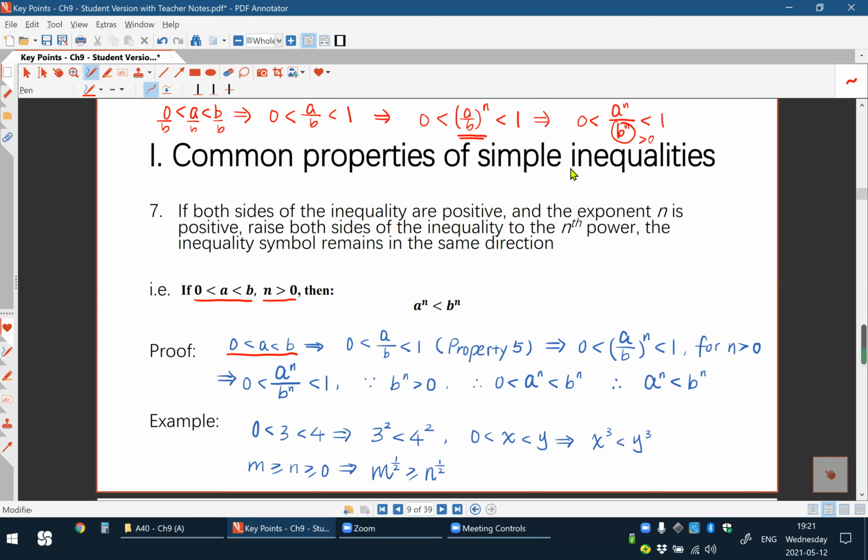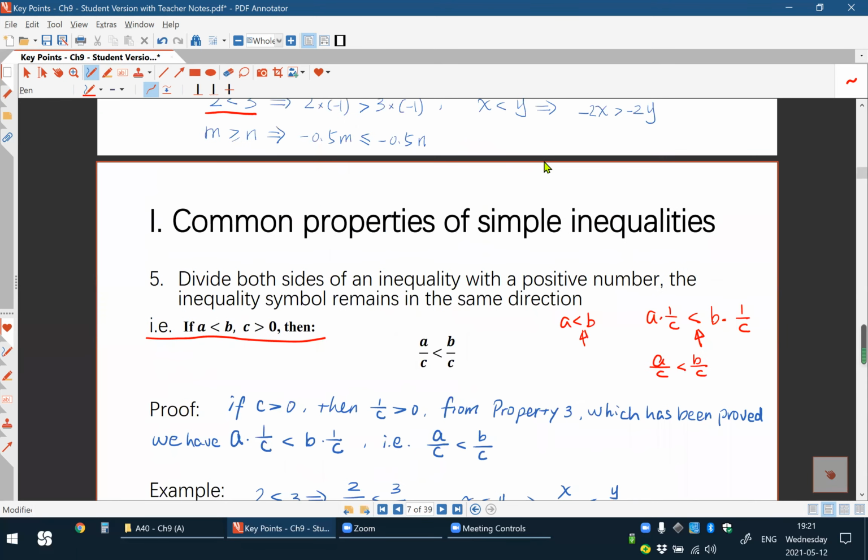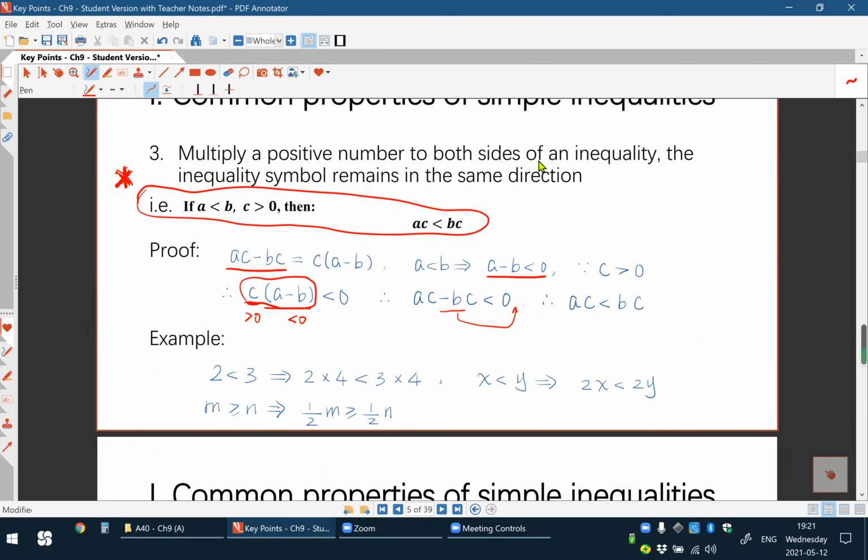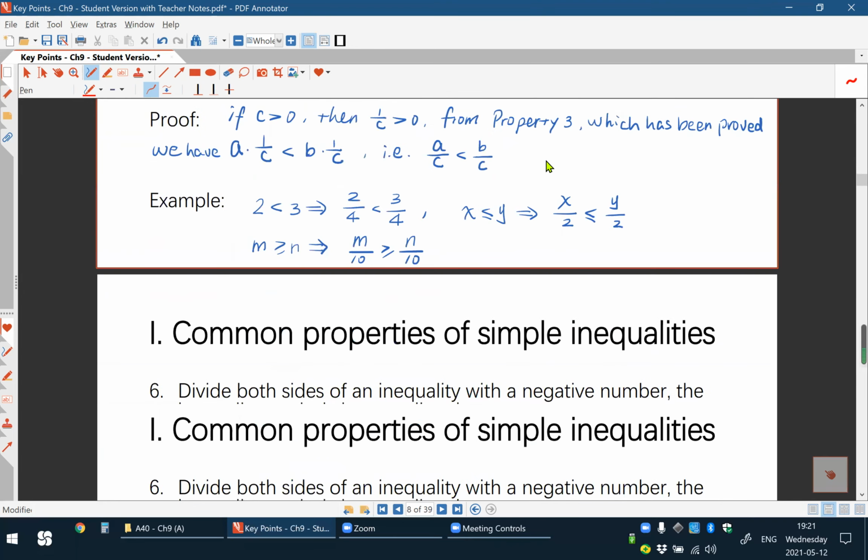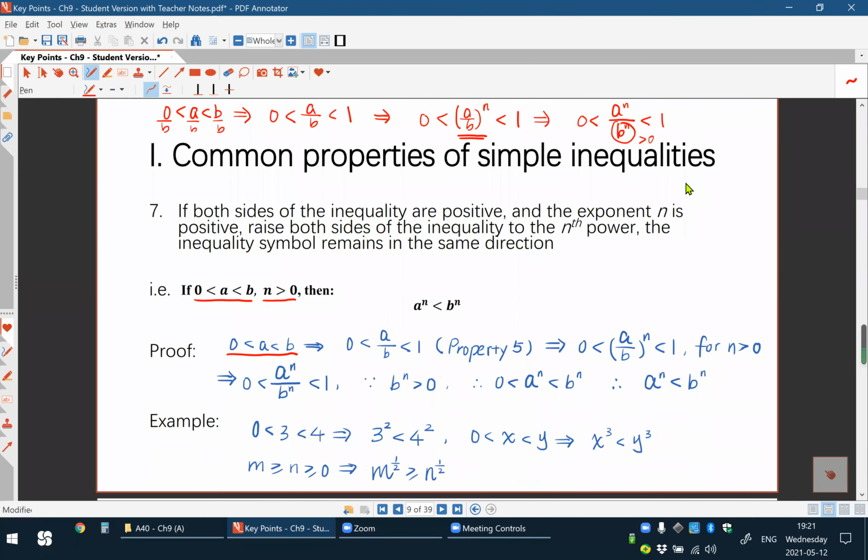And according to rule 3, we can multiply b to the nth to both sides of the inequality. This will give us, sorry, this is 0 < a to the nth. This will give us a to the nth is smaller than b to the nth, right? And so we have proved this property.